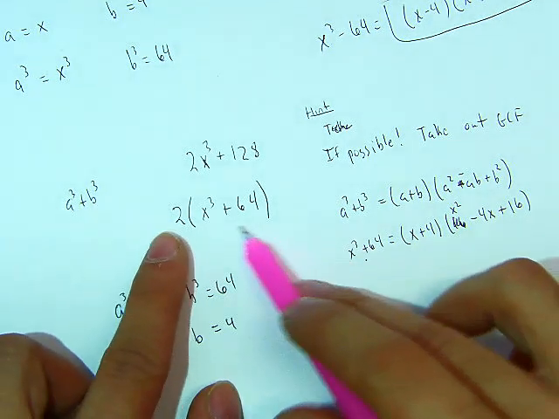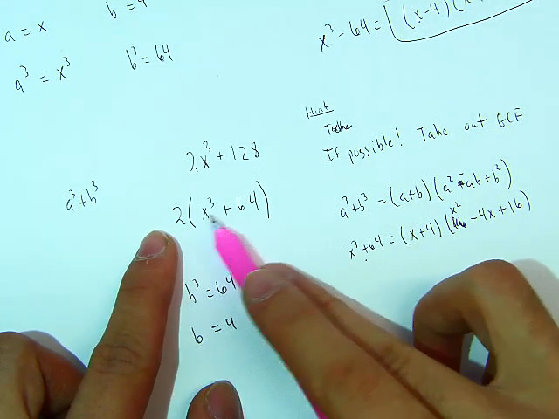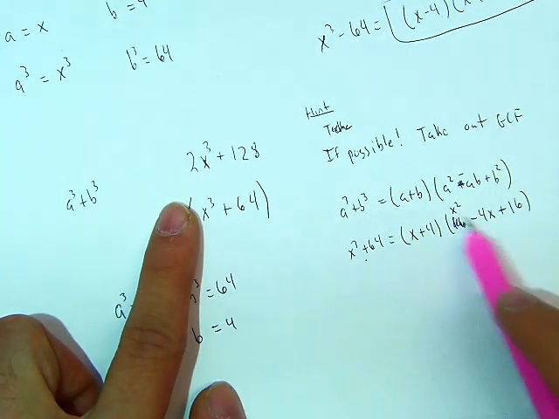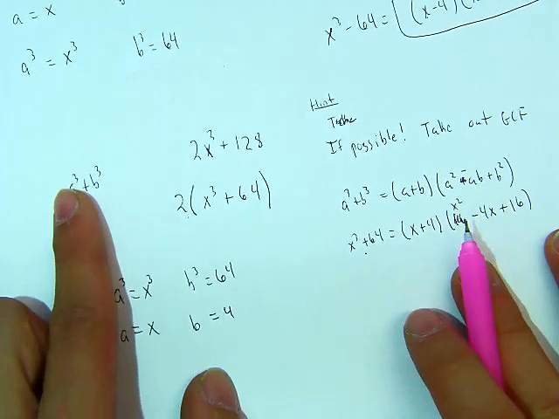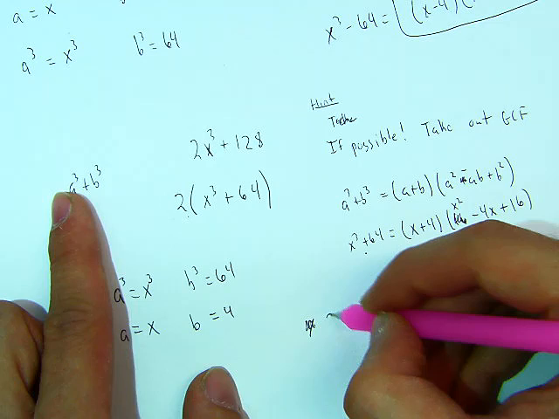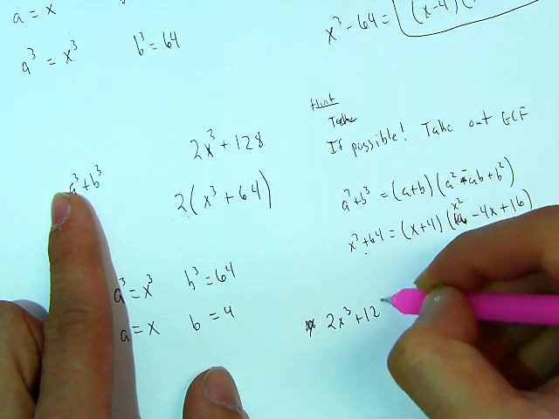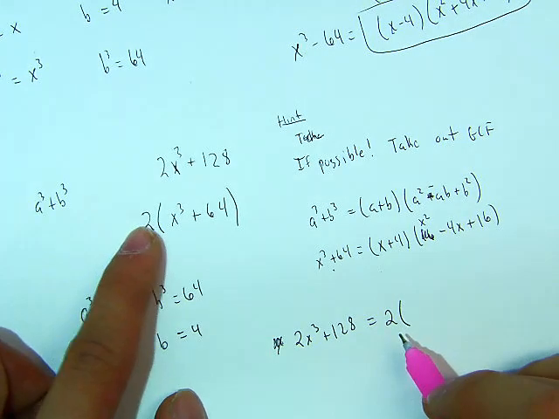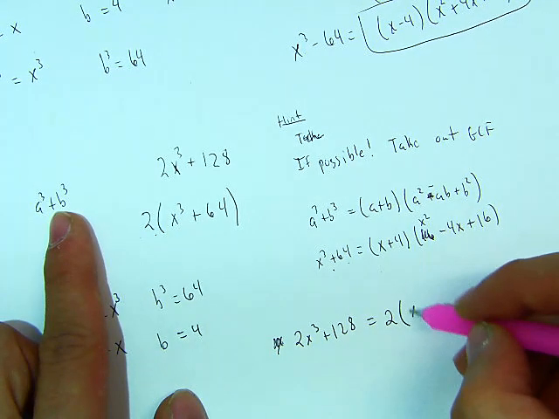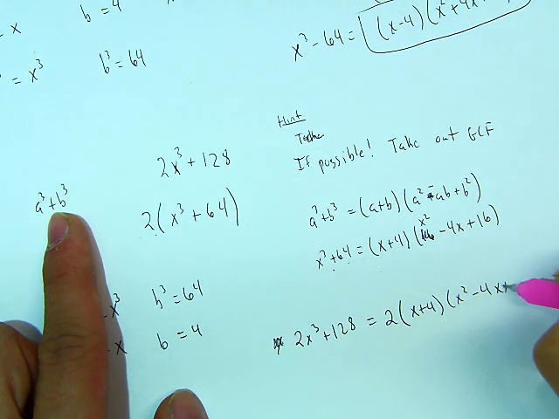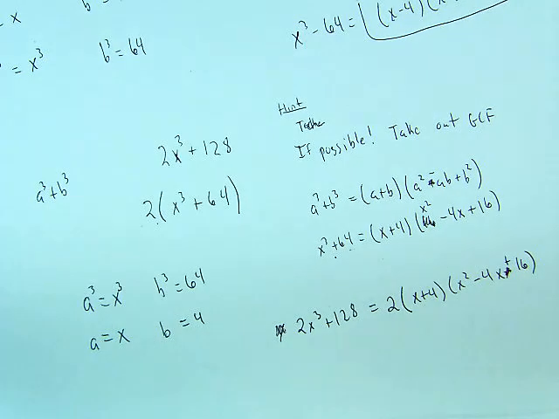But remember, the original problem is here. It's 2 times whatever this factored form is, right? And this factored form is this guy here. So the final answer will just be 2x cubed plus 128, that's the original problem, is equal to 2 times this factored form. So that's just 2 times x plus 4 times x squared minus 4x plus 16, right? And that is it.